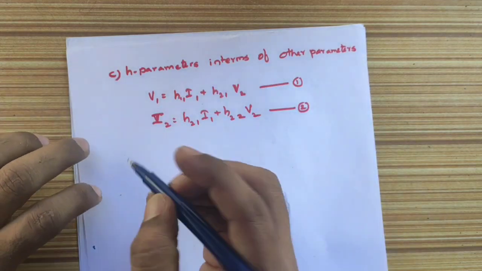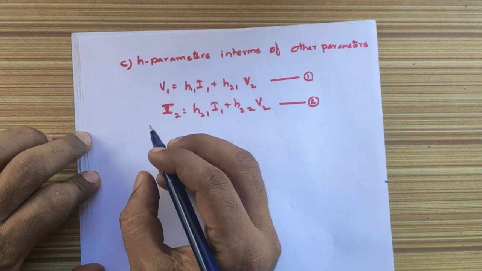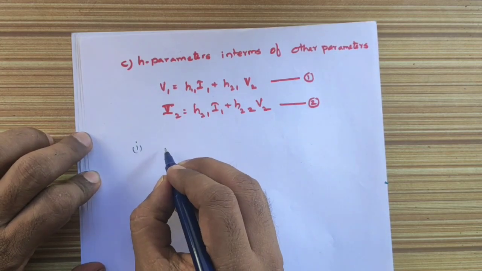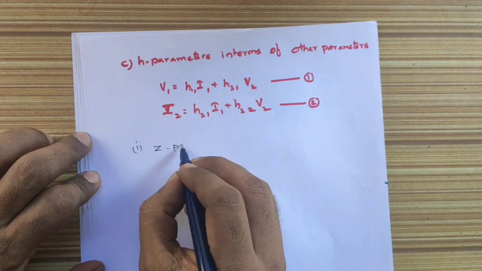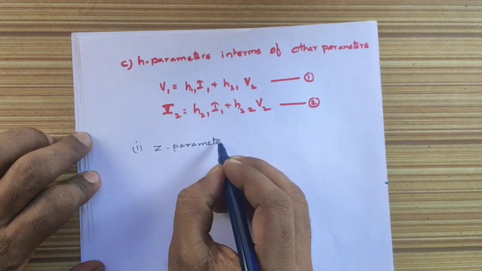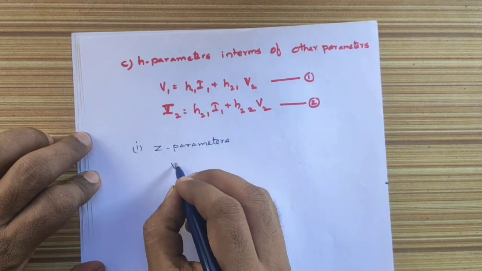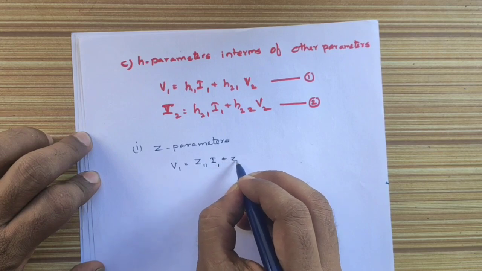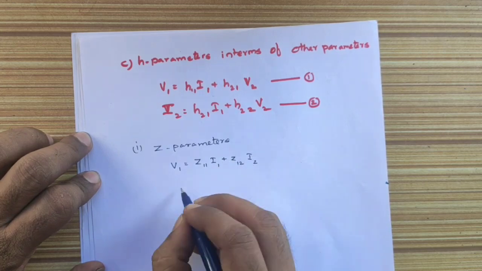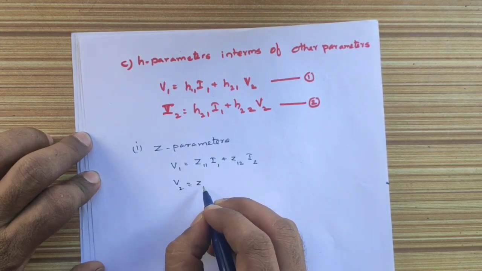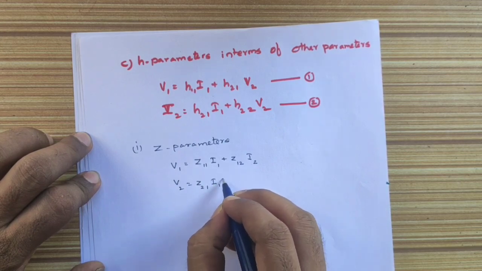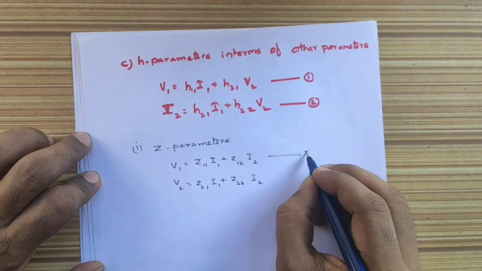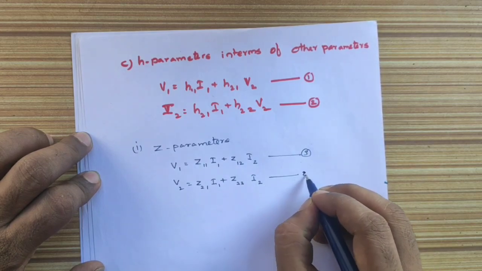First I am going to write the H parameters in terms of Z parameters. For that I am taking the Z parameter equations. They are nothing but V1 equal to Z11 I1 plus Z12 I2 and V2 equal to Z21 I1 plus Z22 I2. Let us take this as equation number 3 and this as 4.